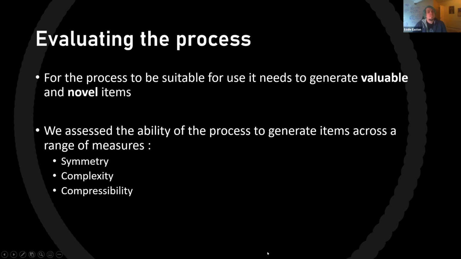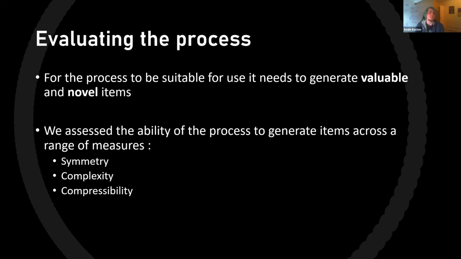Okay, so aside from meeting the requirements that we outlined at the beginning of the presentation, the AGP also needs to be able to produce artifacts of interest. And one way we can think about artifacts of interest is in terms of their novelty and their value. So the novelty and value are very context-specific measurements.